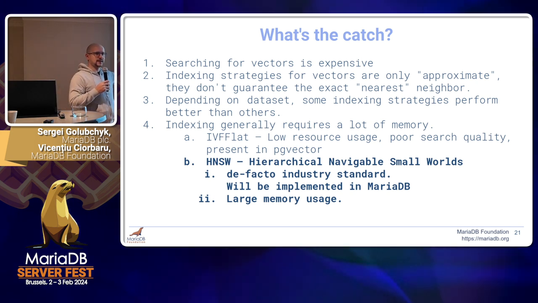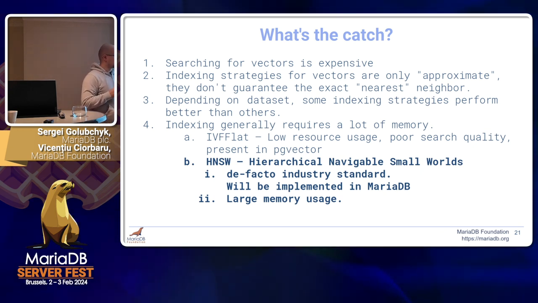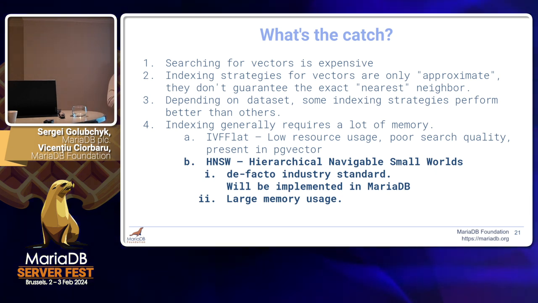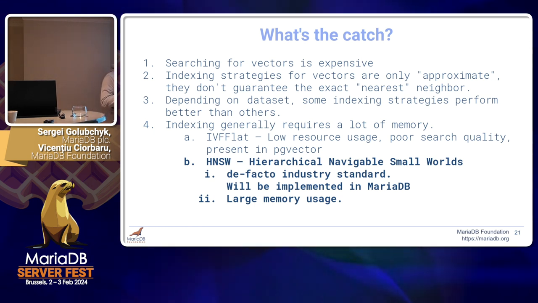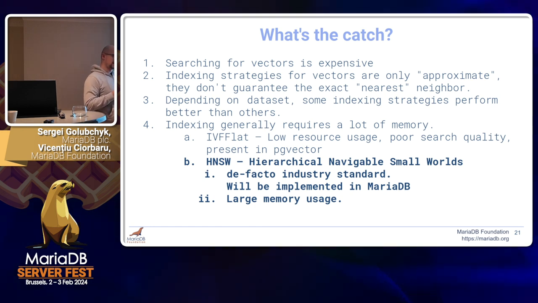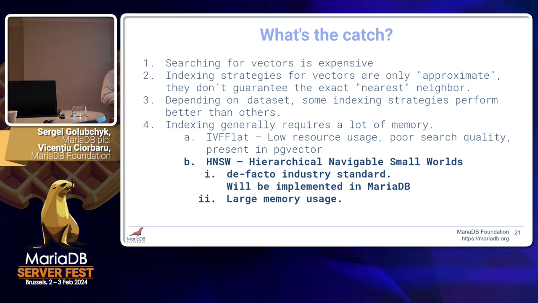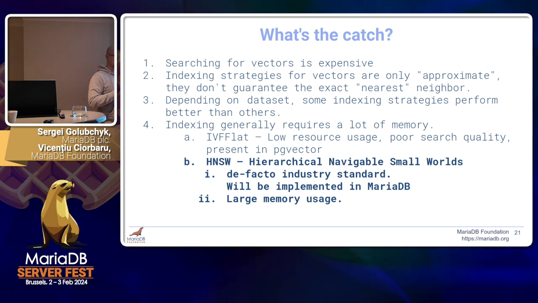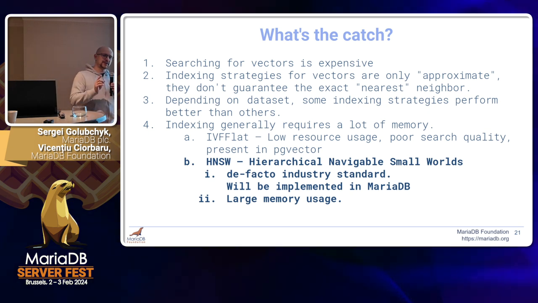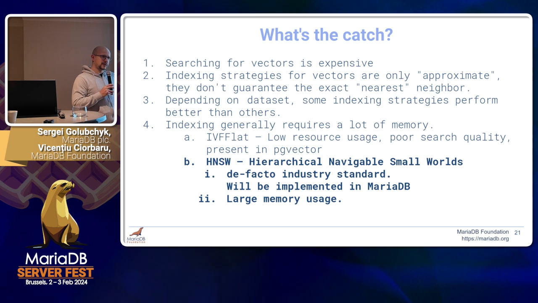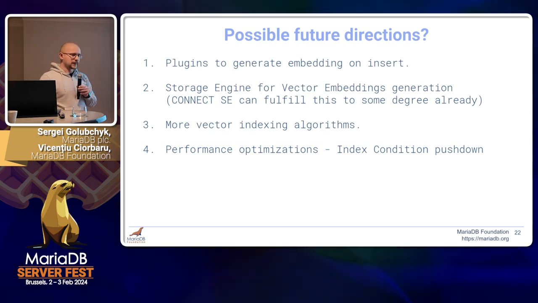And then depending on the data set, there are different algorithms that perform better or worse. For example, IVFFlat takes fewer resources, but performs poorly when it comes to actually giving you the right results. Hierarchical Navigable Small Worlds is the de facto standard. It's what most of the vector databases, PG Vector, and others implement. The problem is it has a large memory footprint, but it gives you some of the best results you get currently with the state of the art. For most data sets that are not artificially constructed, it works very well in practice, though it is pretty bad for artificial data sets.